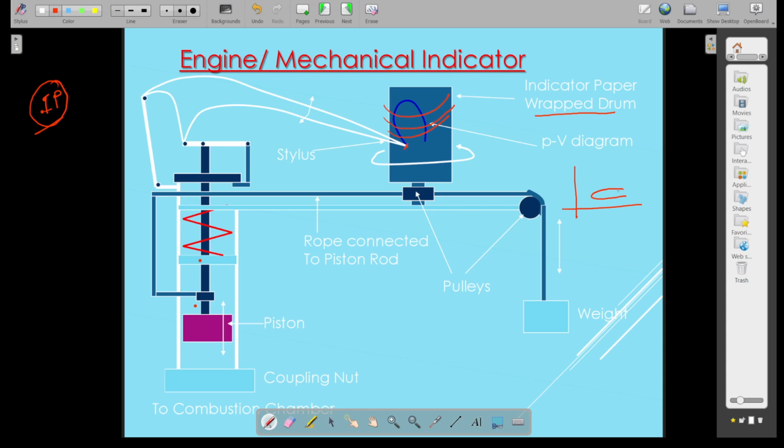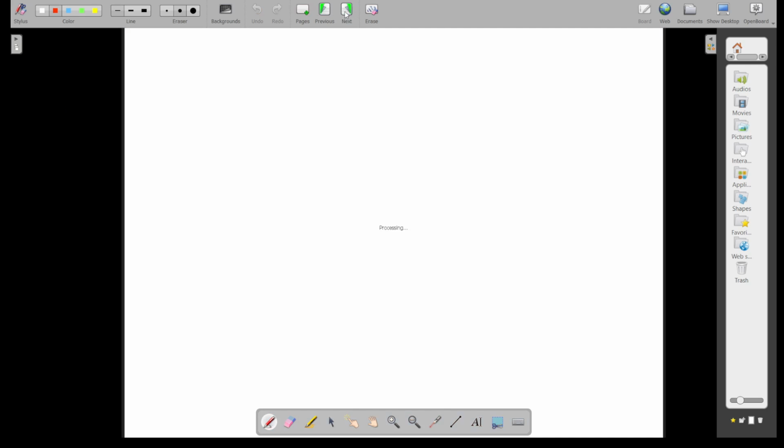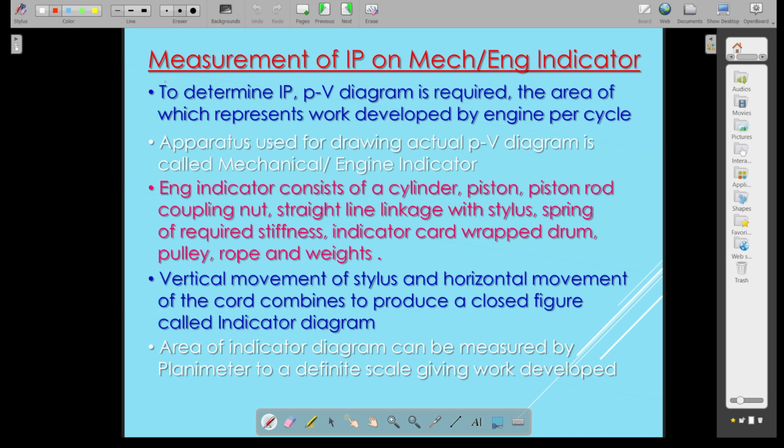So when I am getting the indicated power, I will be getting it in this format. You can see the indicated power. This is the PV diagram. You get the indicated power with the help of the mechanical indicator. So indicated power is determined by the indicator diagram.